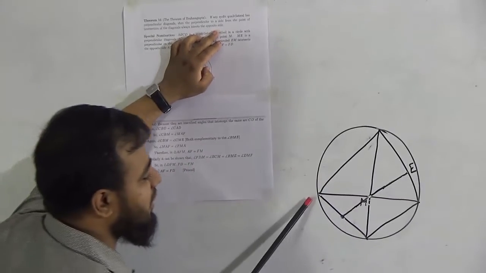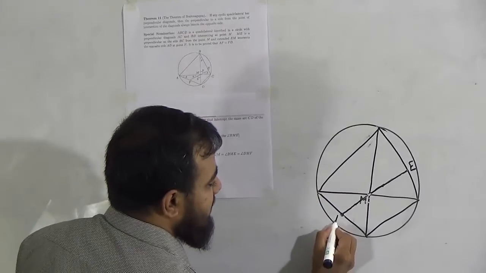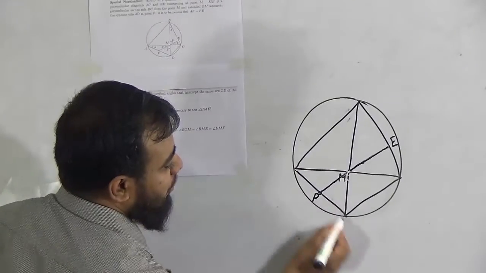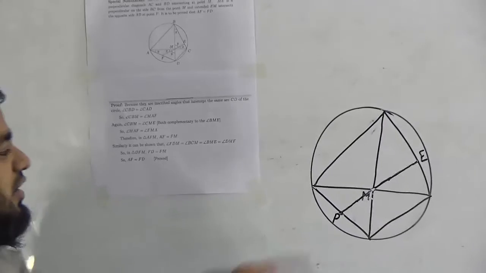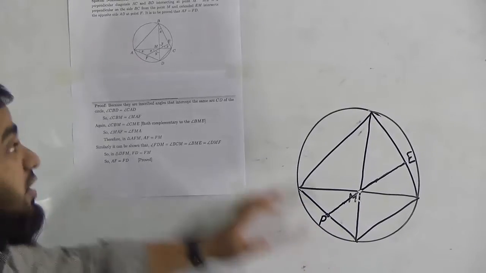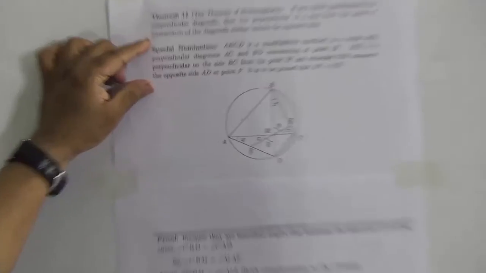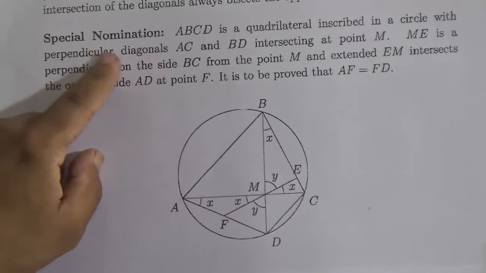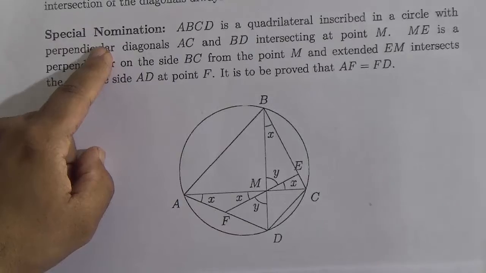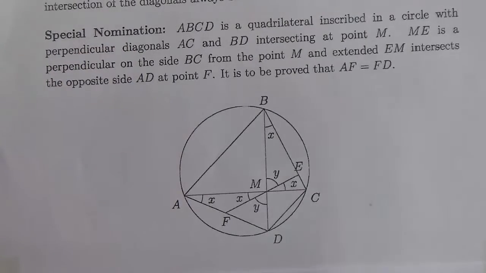That means we need to prove that this side is bisected. That means this is the midpoint. Suppose this is P, then P is the midpoint of this line. We need to prove that. So this is our general enunciation. You can write down the general enunciation as the question. Now you have the special enunciation, or you can write down the particular enunciation. It's also okay if you write a special enunciation.